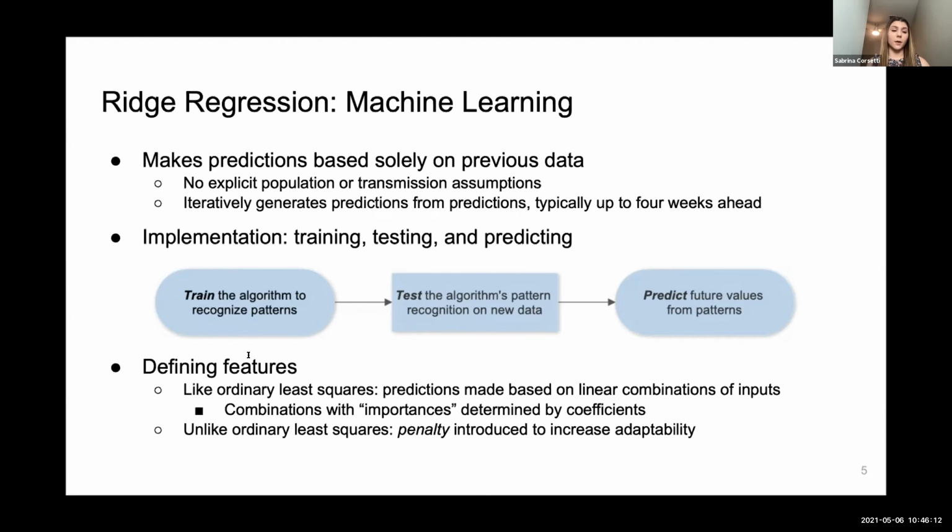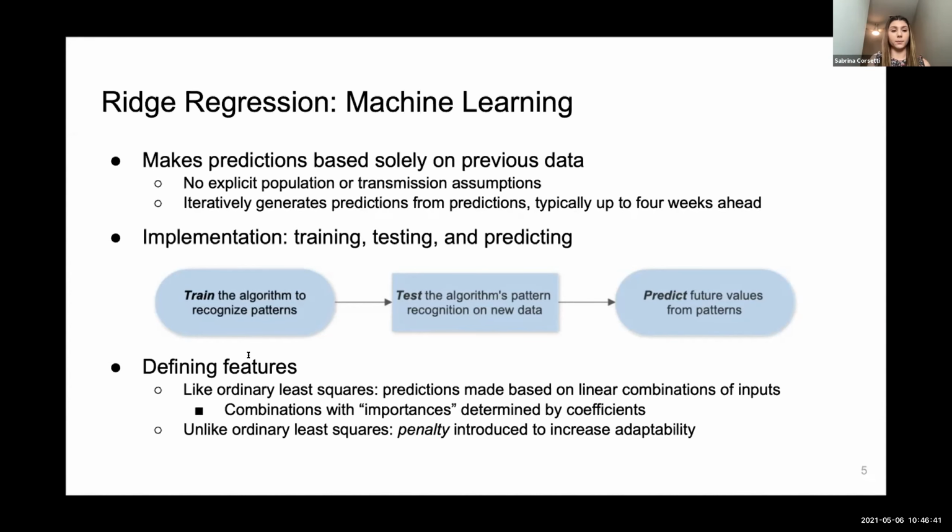Some defining features of our model are that it's very similar to traditional methods like ordinary least squares regression, where our predictions are made based on linear combinations of inputs. Essentially, we take combinations of inputs with importances assigned to them that help tell how important historical data points are for predicting future data. However, unlike many traditional methods, we introduce something called a penalty into ridge regression, which is something used to increase our model's adaptability.